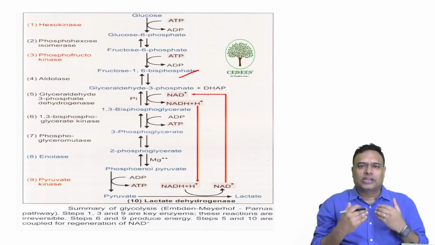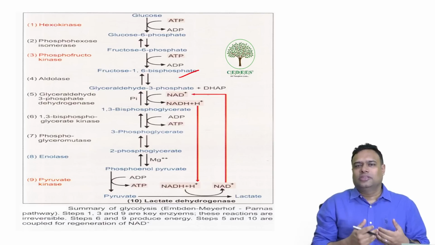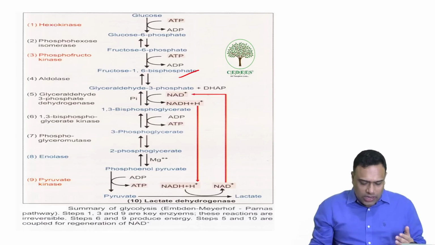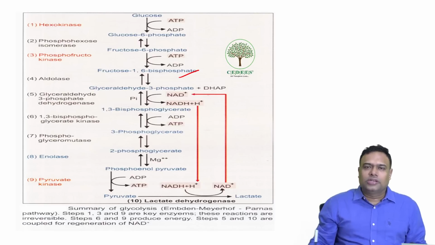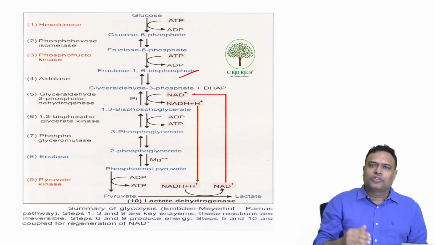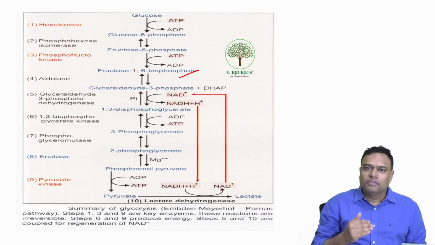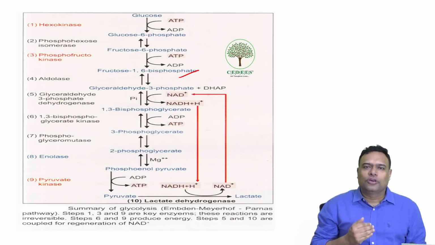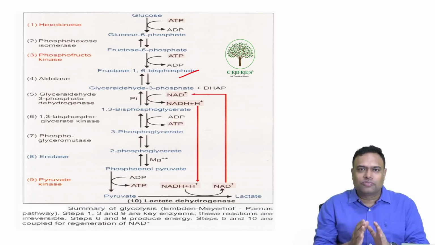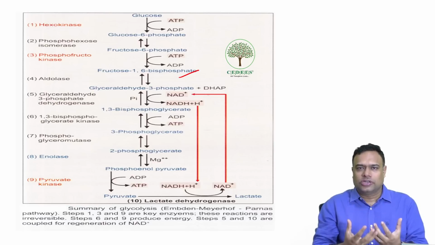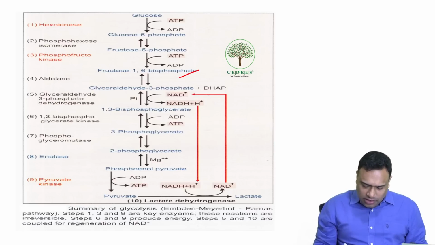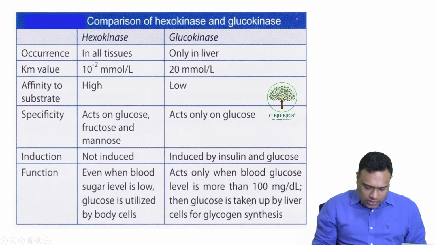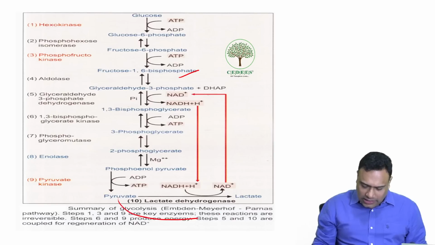Glyceraldehyde 3-phosphate is acted upon by an enzyme called glyceraldehyde 3-phosphate dehydrogenase. And this is converted to 1,3-bisphosphoglycerate. 1,3-bisphosphoglycerate forms 3-phosphoglycerate. 3-phosphoglycerate forms 2-phosphoglycerate. 2-phosphoglycerate forms phosphoenol pyruvate, and phosphoenol pyruvate forms pyruvate. So pyruvate is the end product of glycolysis if there is oxygen. If there is no oxygen, we find that pyruvate is converted to lactate. Pyruvate is converted to lactate with the help of an enzyme called lactate dehydrogenase.